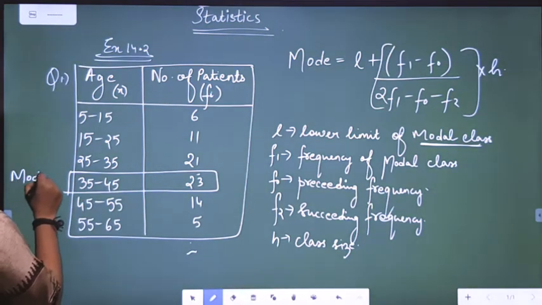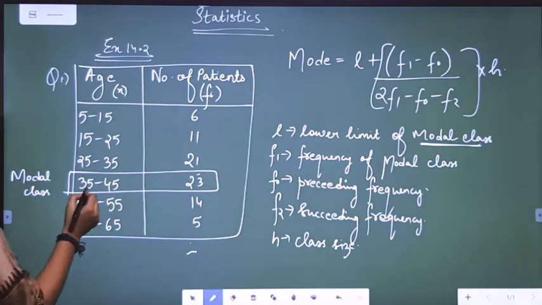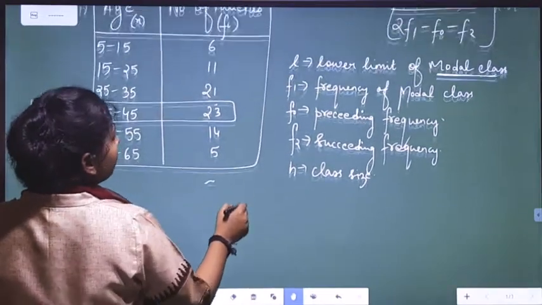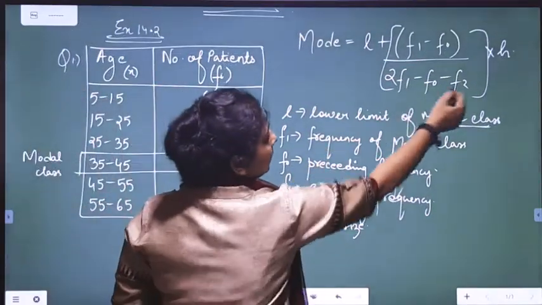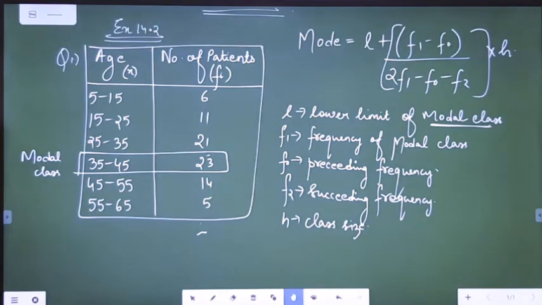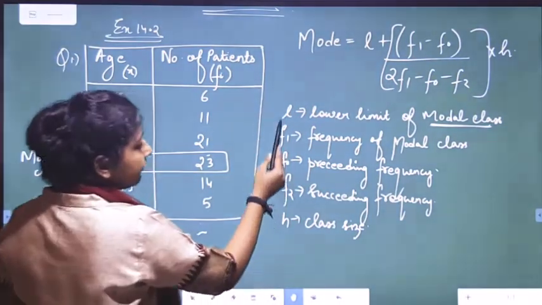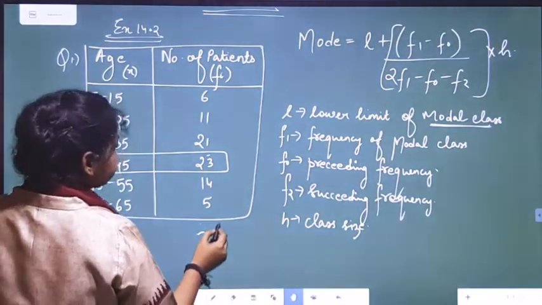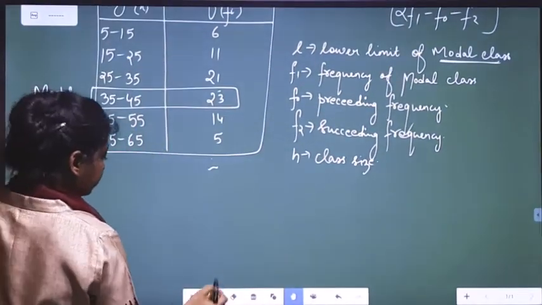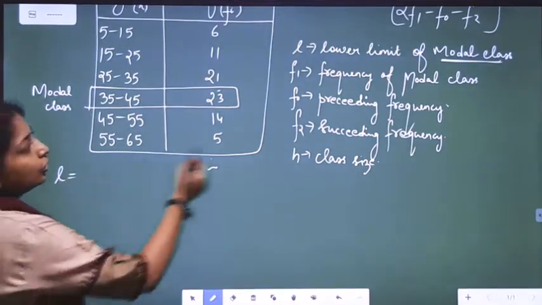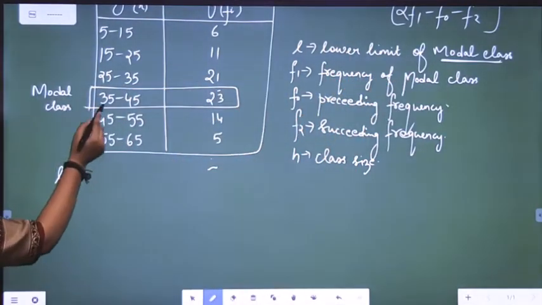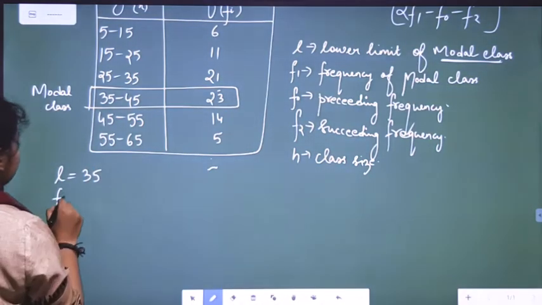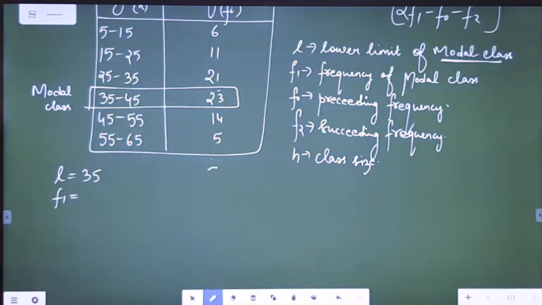So what is our modal class? Modal class is 35 to 45, right? Now, for finding the mode, we have to apply this formula, and for applying this formula, we need all these values. We need L, we need F1, we need F0, we need F2, we need H, right? So, this is our modal class. L is the lower limit of the modal class. What is the lower limit of the modal class? 35.